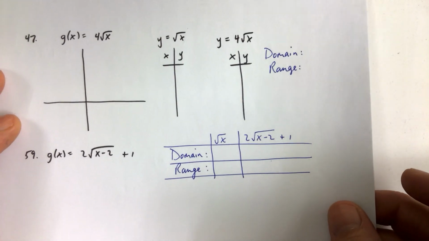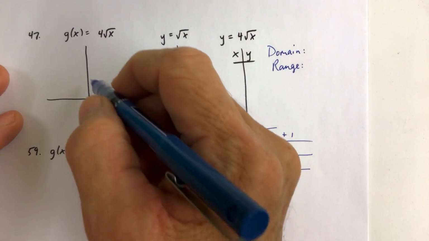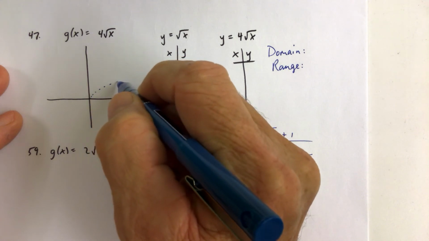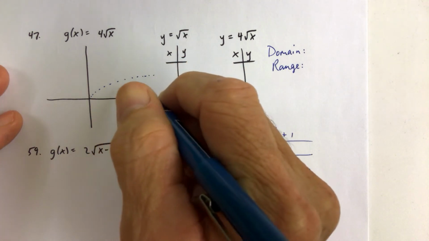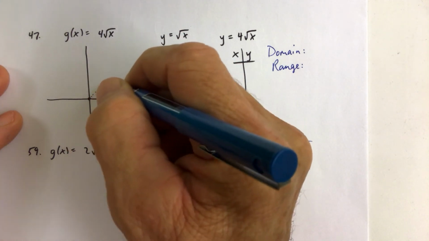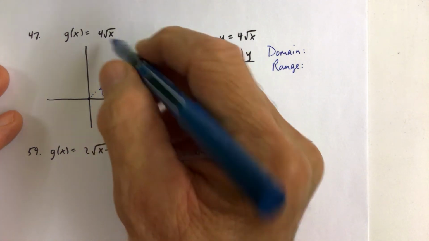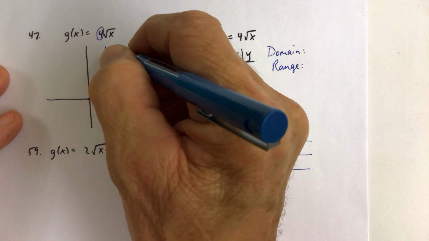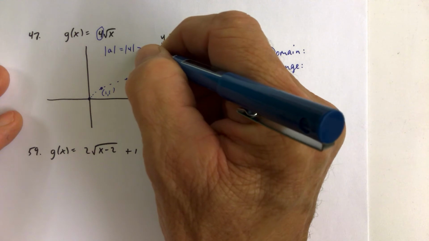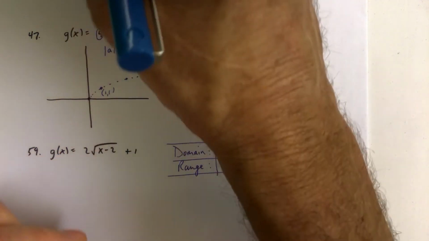47. For 47, we are transforming the graph of y equals radical x, the same graph that we just had. What happens when we multiply that function by 4 is we increase the y coordinates each by a factor of 4. We're vertically stretching it. When the absolute value of a, where a is 4, is greater than 1, that's a vertical stretch. That means we're pulling the graph up by a factor of 4.